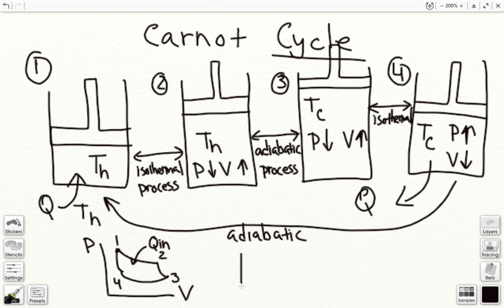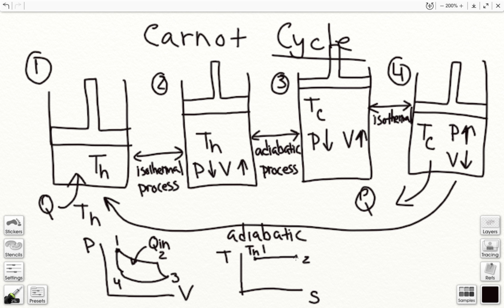Another thing that oftentimes is plotted for a cycle is a temperature versus entropy graph. So again, we'll start off with a point. This is our TH. Now going from 1 to 2, this was an isothermal process, so our temperature in the system stayed at TH, and the entropy in our system increased.